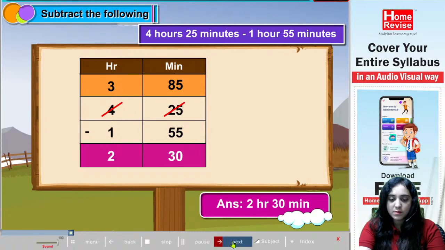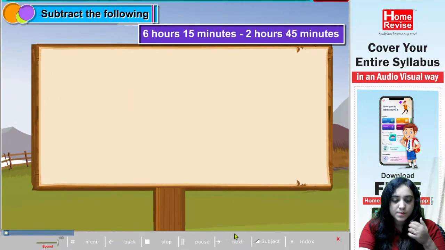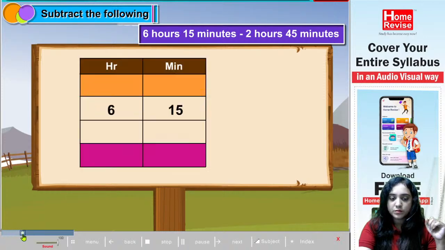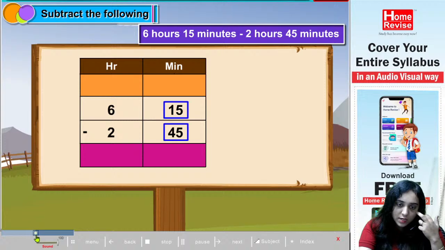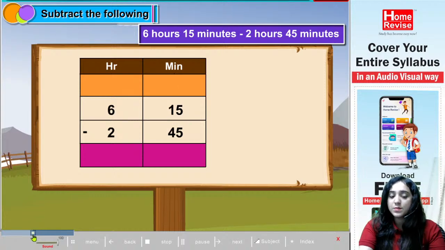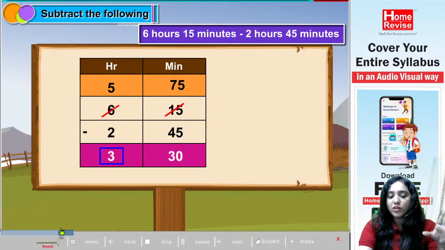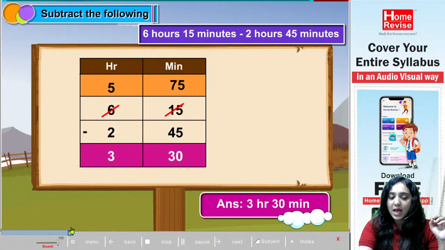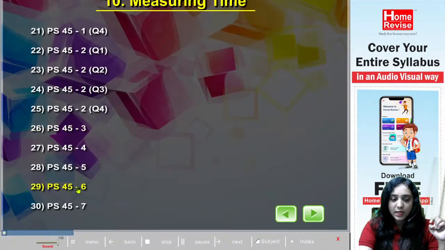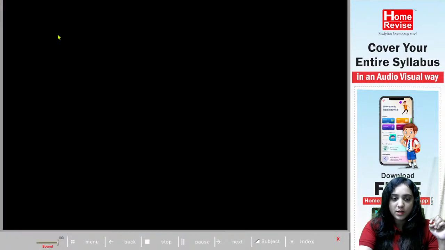Now let's solve the next one. 4. 6 hours 15 minutes minus 2 hours 45 minutes. We write 6 hours 15 minutes and 2 hours 45 minutes, so subtracting 45 from 15 is not possible. So what we will do is we will carry 1 hour from there, so it is like 60 plus 15 will give us 75. Now 75 minus 45 will get 30, and as we have carried 1 hour, this 6 becomes 5, and 5 minus 2 will give you 3, that means 3 hours and 30 minutes. Is it clear to everyone? Yes. Now let's move on to the next one.